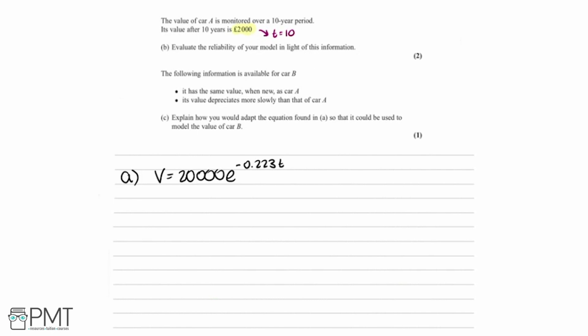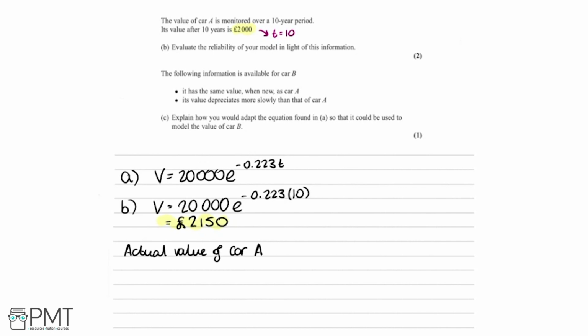And we see down here I've written our answer to part A. So this is the model we created in part A. The first thing I'm going to do is look at what value our model says the car should be after 10 years. So I'm going to say V equals 20,000 multiplied by E to the power of minus 0.223 multiplied by 10, because we're looking after 10 years. Putting that in the calculator, we get £2,150.